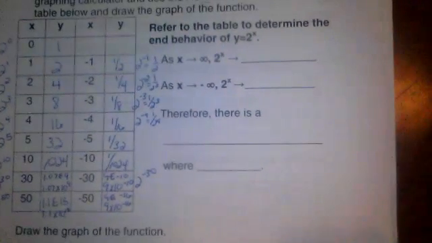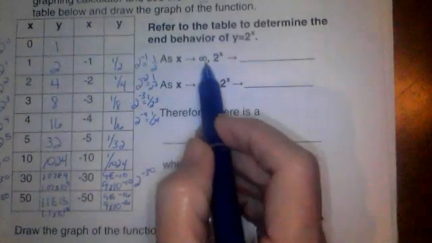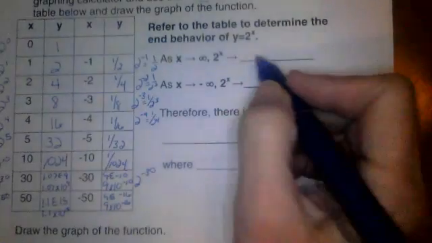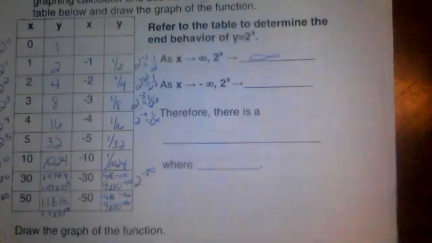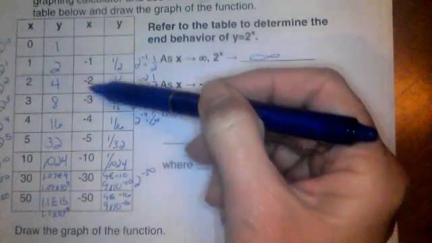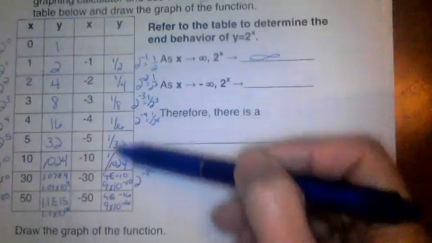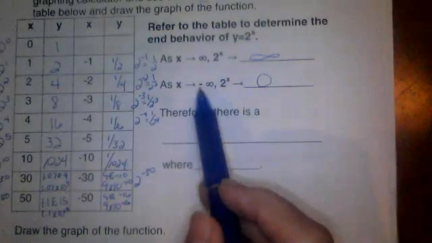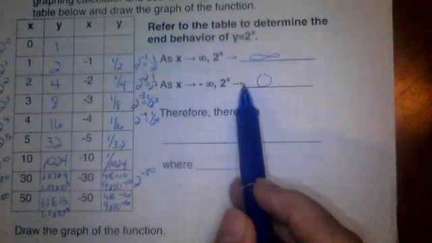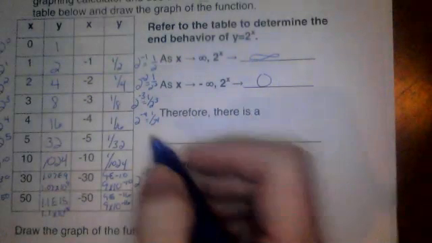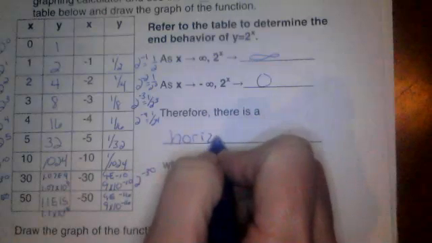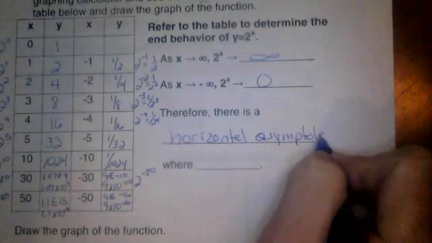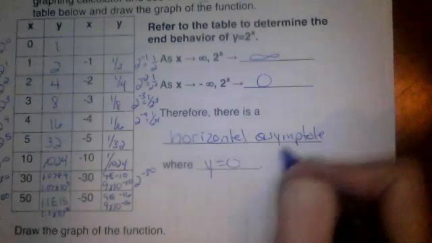So what it's saying here is that as x gets very large, going towards the positive values, that's this column, what's happening to y? Well, y is also getting very large. As x goes in the negative direction, though, y gets close to 0. So whenever we have something going close to infinity and the other value getting close to 0, there is an asymptote, so there's going to be a horizontal asymptote where y equals 0.